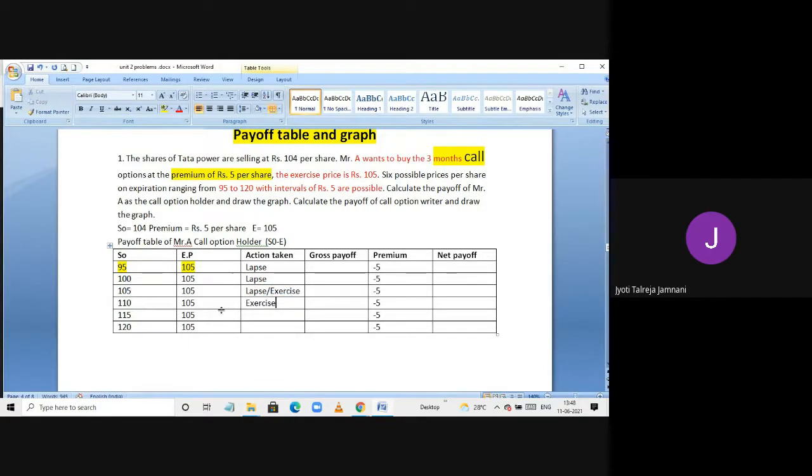Let's go to our regular way. Mr. A wants to buy Tata Power shares. In the market, they are available for 110, and in the option, they are available for 105. So from where will he buy? From the option, because it is cheaper. 5 rupees less he is paying. So he is gaining 5 rupees. So he will exercise the option. Or you do S0 minus E, 110 minus 105. You will get plus 5 gain. So he is exercising the option. Is that clear, all of you?